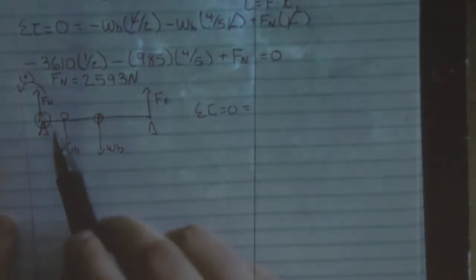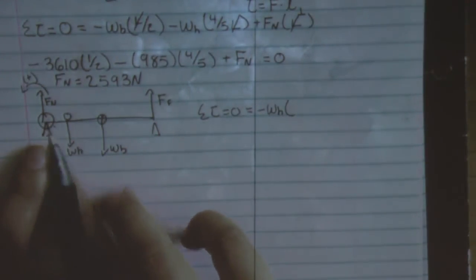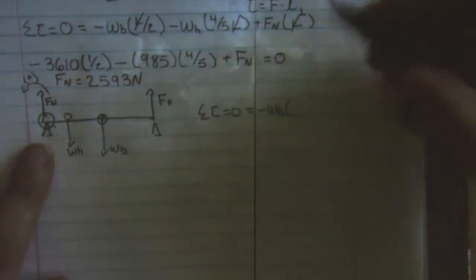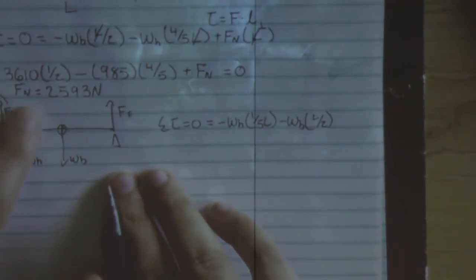if we go out this way this time, this will give us negative weight of the hiker times the lever arm. This distance is still 1/5 of L, right? From here to here? So 1/5 L. Next is the weight of the bridge, which will also be negative. This lever arm is still L over 2, because it's still half the distance. And then force phi, which will in this case be a positive force because that will help us. And our lever arm there is L.